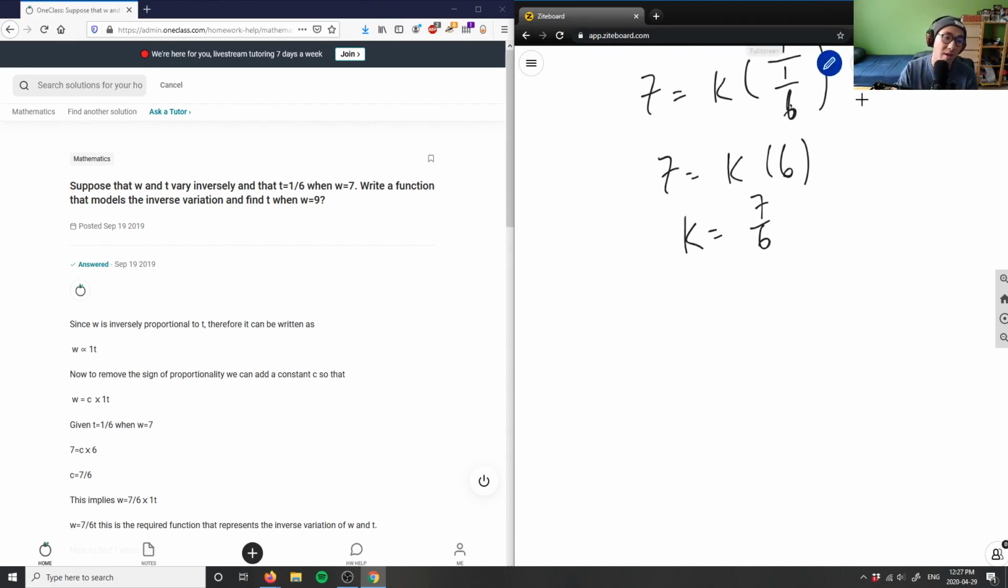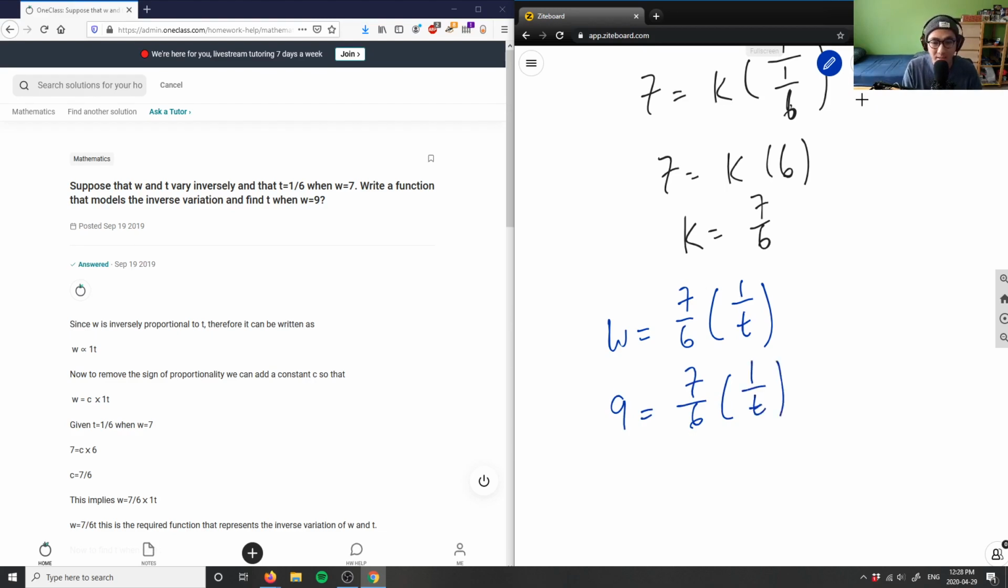So I have my function here. It's going to say w equals 7/6 times 1/t, and this is my function for the inverse proportion and variation between w and t. And we were finding t when w equals 9. We can simply sub in 9 for w here. This will equal 7/6 times 1/t.